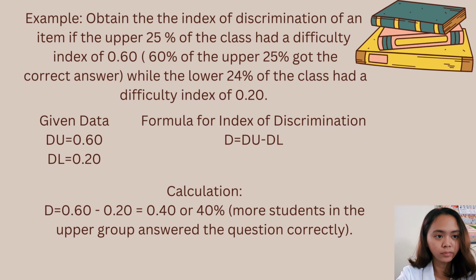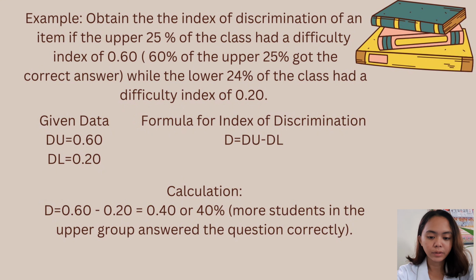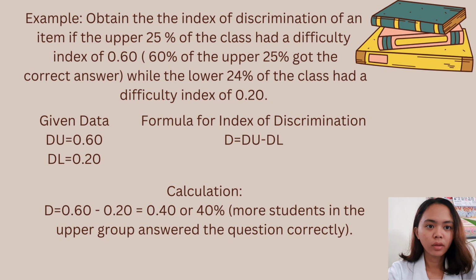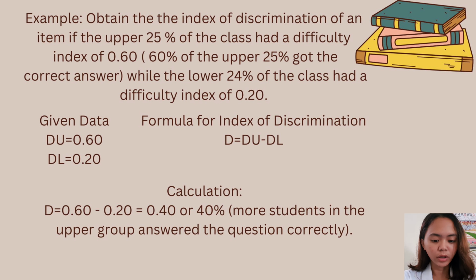of 0.20. So, ang formula ng index of discrimination is D is equal to DU minus DL. DU is the proportion of correct answers from the upper 25%, and DL is the proportion of correct answers from the lower 25%. Ang given data is DU is equal to 0.60 and DL is equal to 0.20. And this is the calculation. D is equal to 0.60 minus 0.20 is equal to 0.40 or 40%.